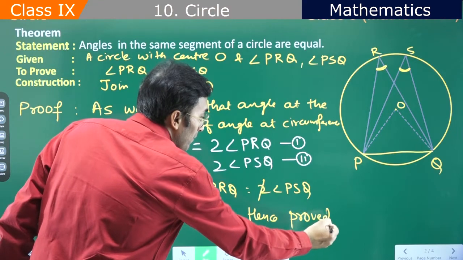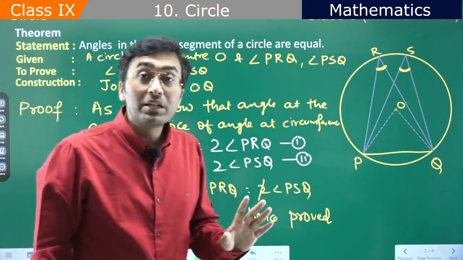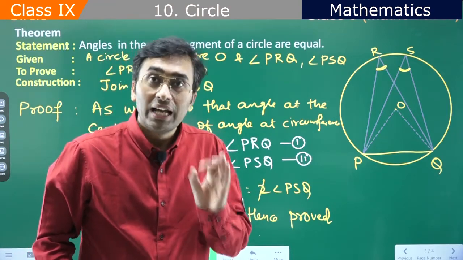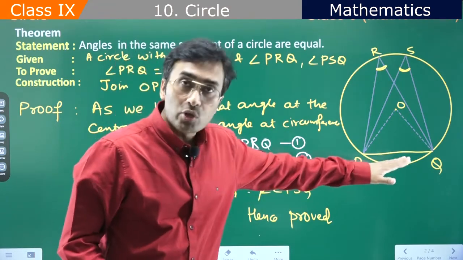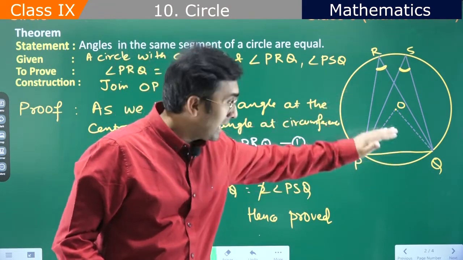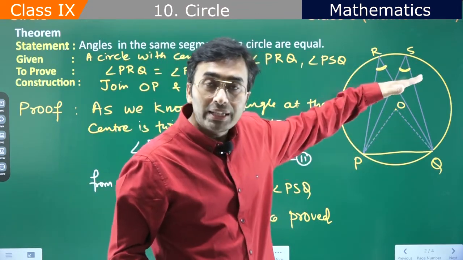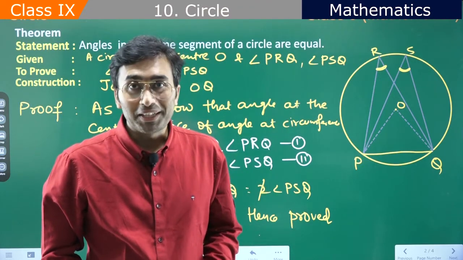We did it. Okay, what we did? Angles in the same segment are always equal, but they should be in the same segment, and we discussed what the segment is. We can see that if we draw chord PQ, the upper segment and the lower segment, these two angles are in the same upper segment, so they are going to be equal. Now we'll do a problem based on this theorem.